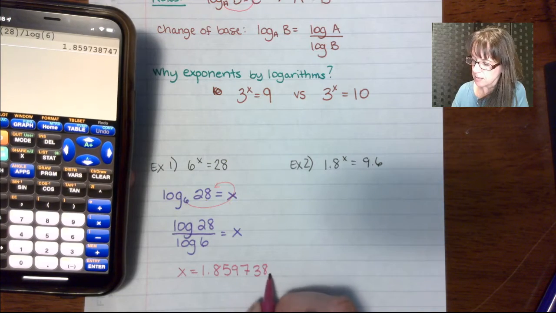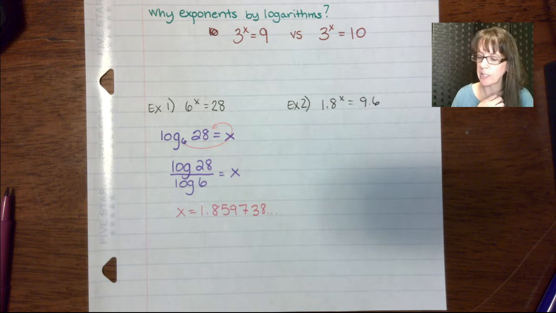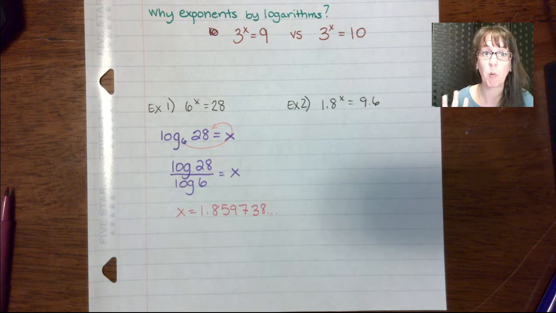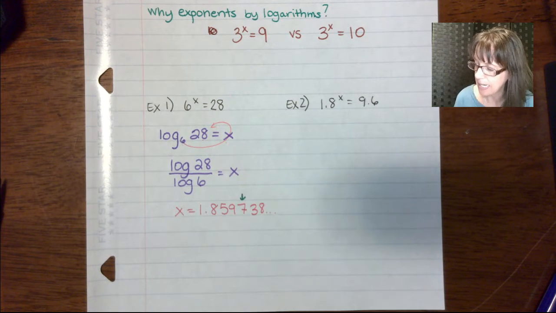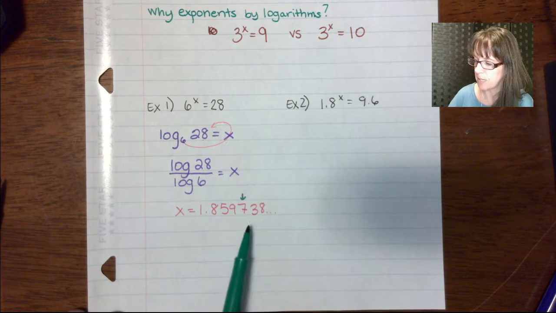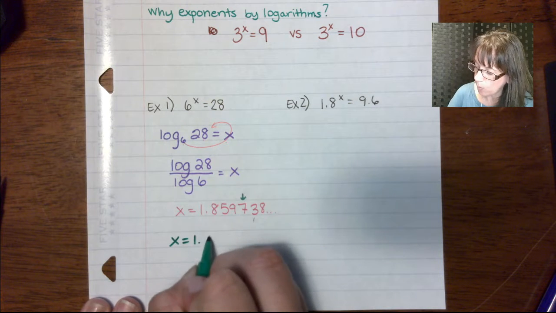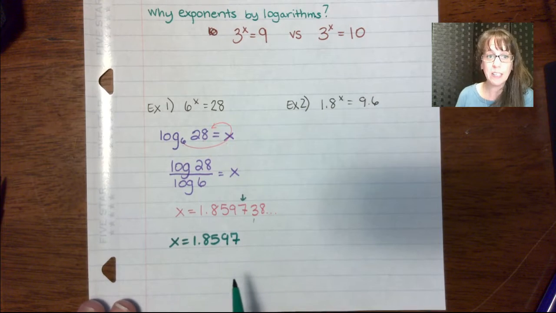1.859738, and so on and so forth. Now, the more decimals you keep, the more accurate your number is going to be. So usually you want to keep about 4 decimal places. If I want to round to 1, 2, 3, 4 to here, am I going to keep that as a 7 or bump it up to an 8? I'm going to keep that as a 7 because the number next to it is less than 5. So x equals 1.8597. Now, let's go back and check that.